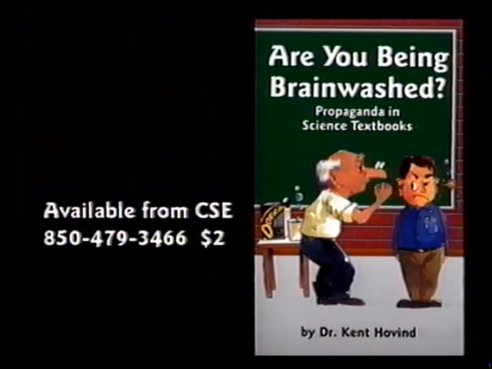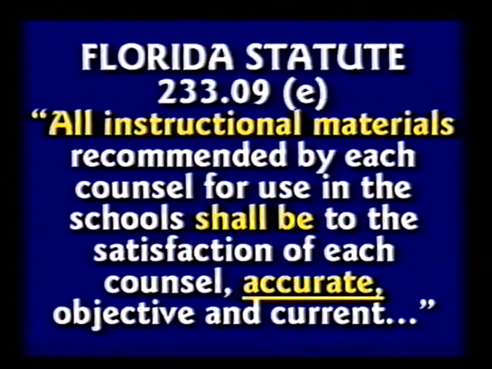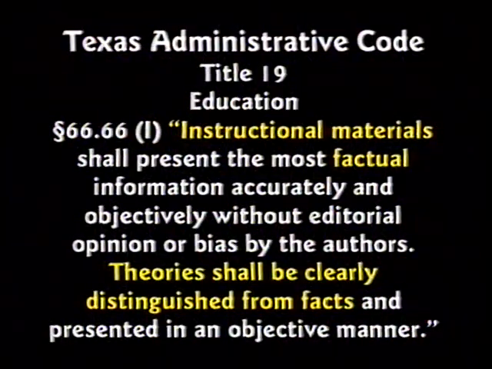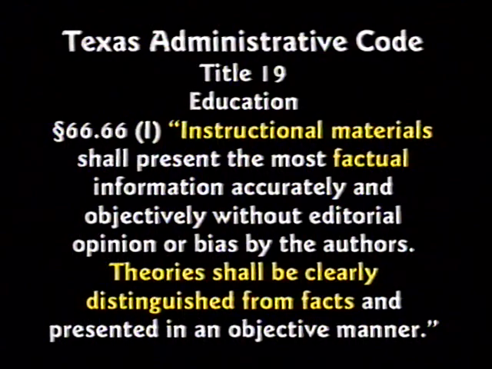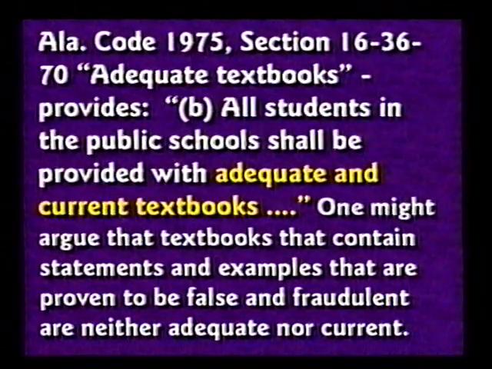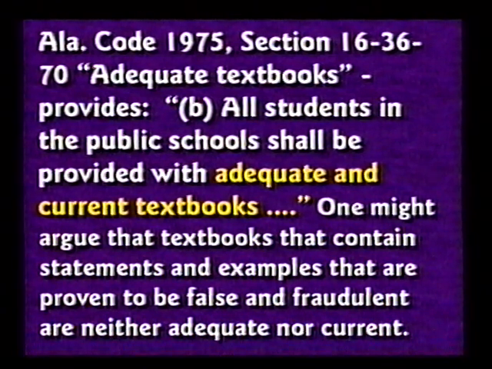Most states have laws requiring textbooks to be accurate. Florida has a law that says instructional material shall be accurate. And when you've got a textbook teaching the kids that the human embryo has gill slits, that's not accurate. That's 125 years out of date. Get that out of the book. Texas, almost every state that I've found the laws on this topic have laws requiring textbooks to be accurate. Wisconsin does, Alabama does. It says textbooks should be adequate and current. To show the horse evolution is not current. It's 50 years out of date.